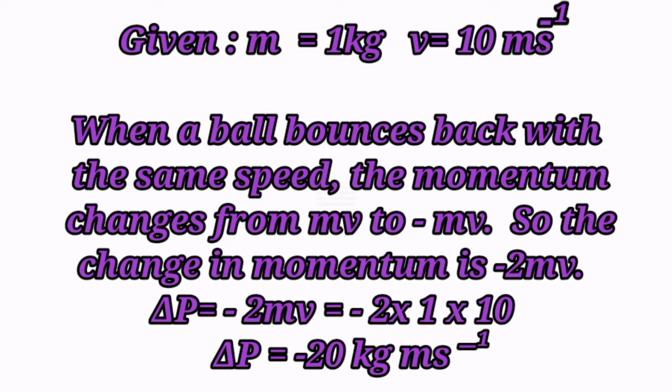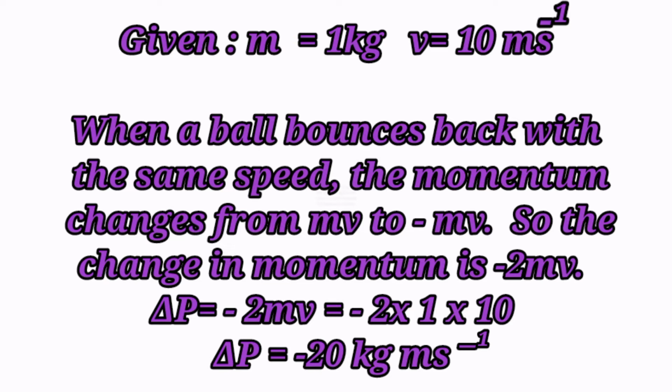That is mass into initial velocity, 1 into 10 is equal to 10 kilogram meter second power minus 1. Final momentum is equal to m into v, 1 into v, that is minus 10, is equal to minus 10 kilogram meter second power minus 1.